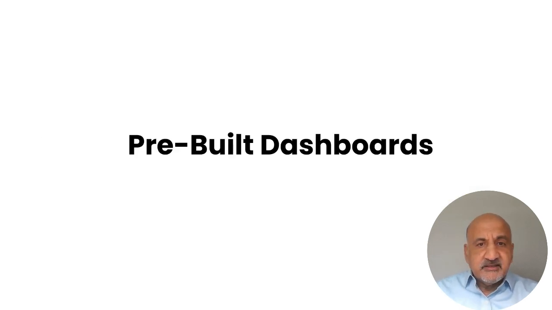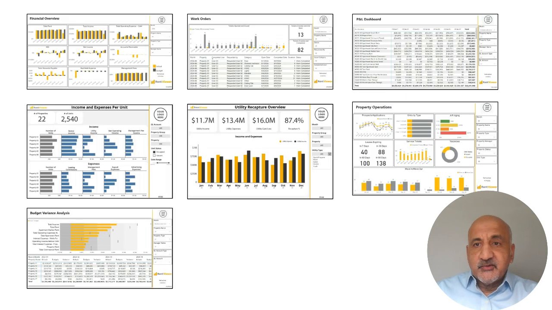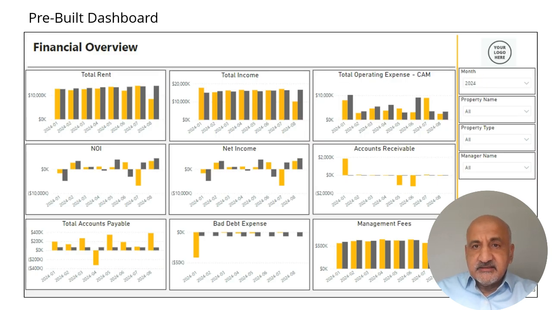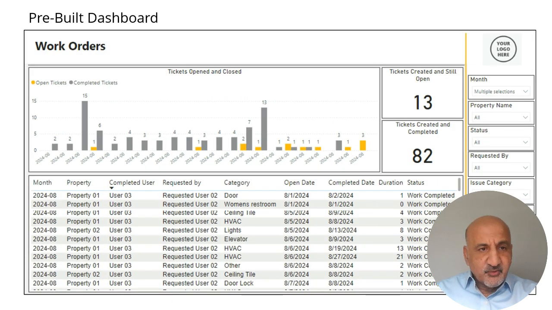So early on, we'll be installing some pre-built dashboards, and I'd like to give you an overview of what those are. There are 7 dashboards included, and this is the financial overview dashboard, your work orders dashboard. Keep in mind, on the right-hand side, there's a panel that shows you month, the property name. These are different dimensions across which you can filter your data. These dashboards are interactive, and you'll be able to see them on a web page.